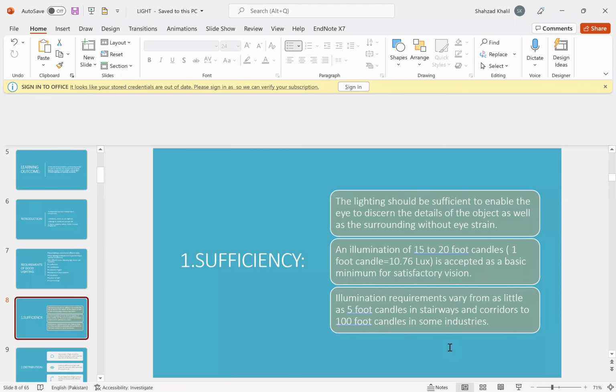Sufficiency. The lighting should be sufficient to enable the eye to discern the details of the object as well as the surroundings without eye strain. Illumination of 15 to 20 foot candles, where 1 foot candle is equal to 10.76 lux, is accepted as a basic minimum for satisfactory vision. Illumination requirements vary from as little as 5 foot candles in stairways and corridors to 100 foot candles in some industries.